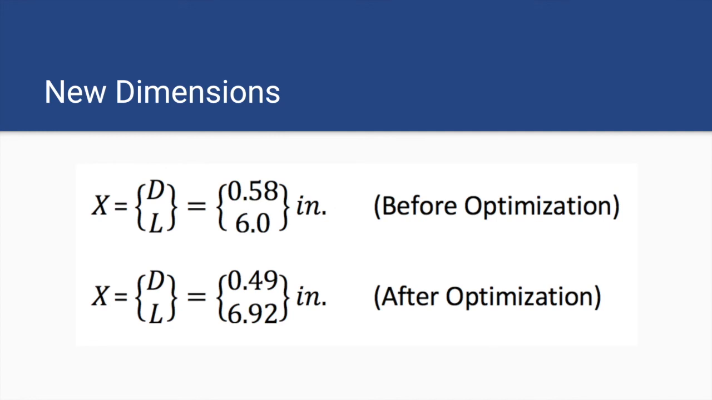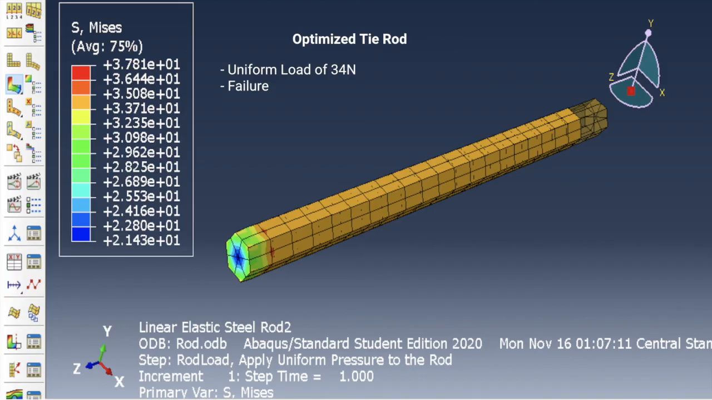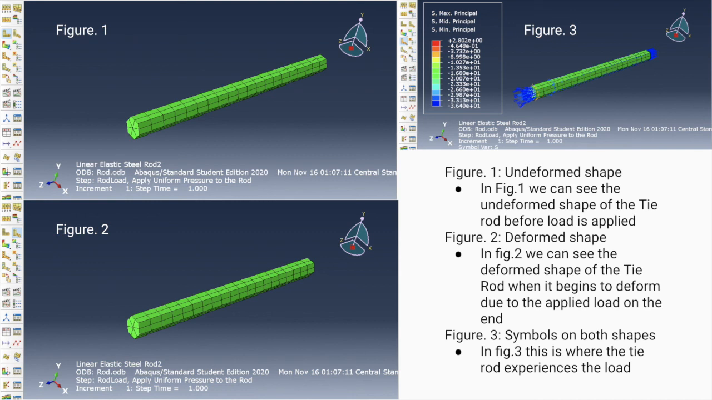These are our dimensions before and after optimization. As you can see, the diameter went down about 0.1 inches while the length went up by almost an inch. These are the results after putting our new tie rod into Abaqus. Overall, we noticed that the von Mises stress went up incrementally, but we believe that's normal because the area is reduced. This is the process for our second tie rod.